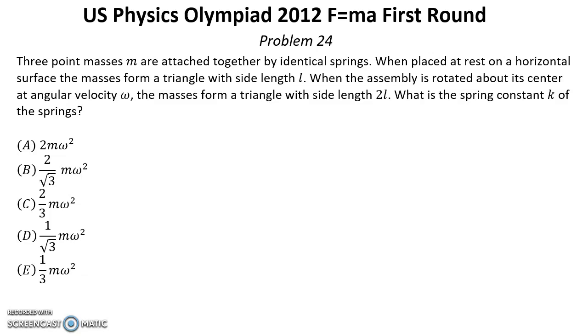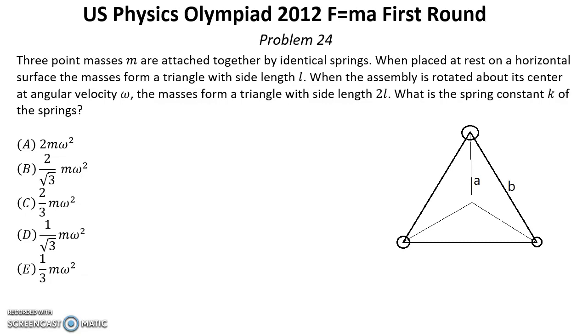Solution. First, let's draw the picture of this triangle. When this construction rotates with angular speed omega, the length of this side B equals 2L. Also, we need to find the length of this side A, connecting any mass with the center of the triangle. From the geometry, this A equals L over cosine pi over 6, or 30 degrees.